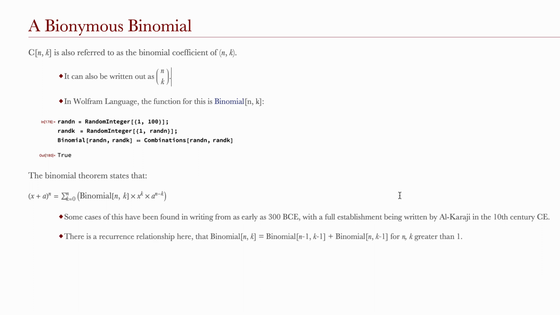Another thing to notice is that there's a recurrence relationship here: binomial of n, k is equal to binomial of n minus 1, k minus 1, plus binomial of n, k minus 1 for n and k greater than 1. Along with that, binomial of n, k is equal to the value in the n plus 1th row and the k plus 1th column of Pascal's triangle.